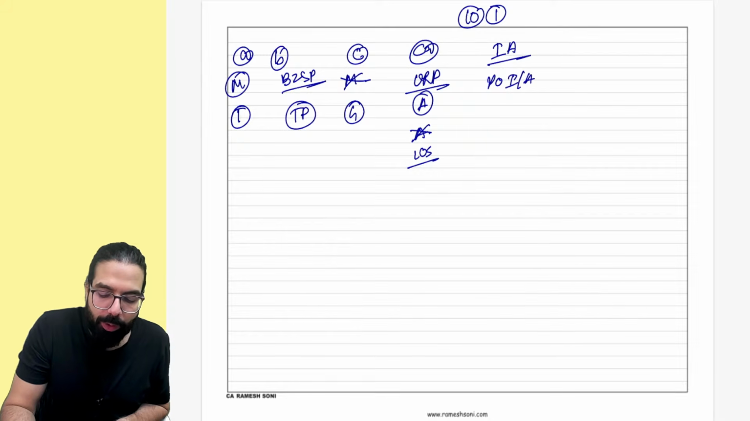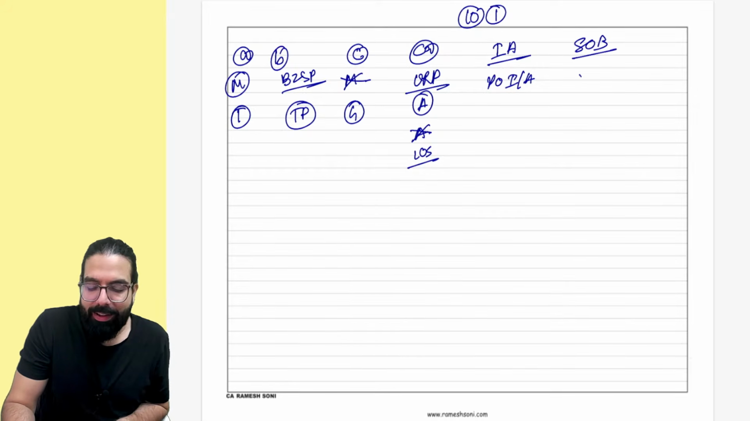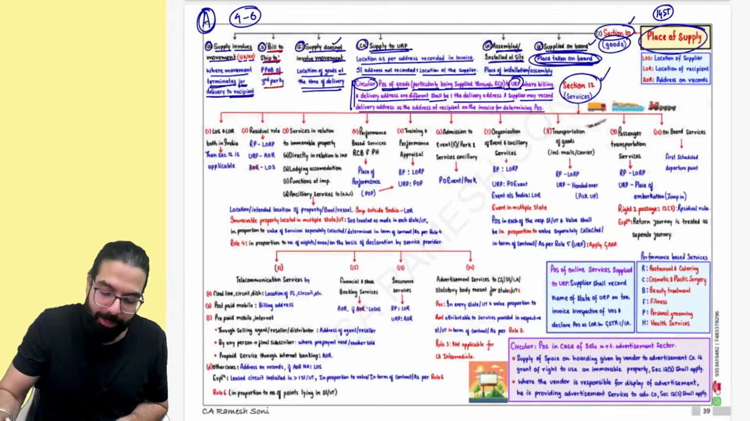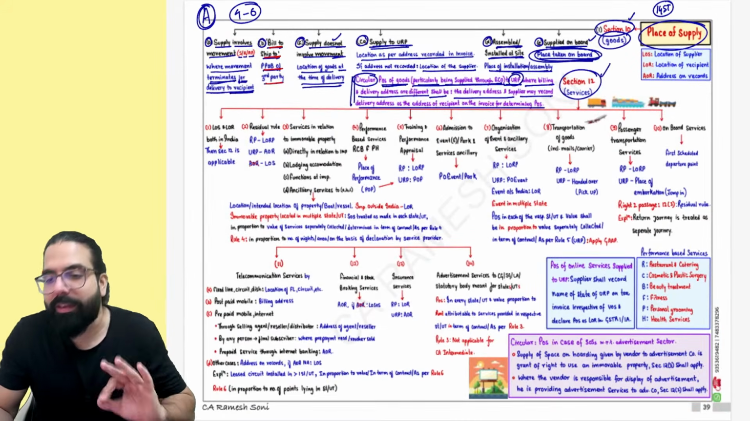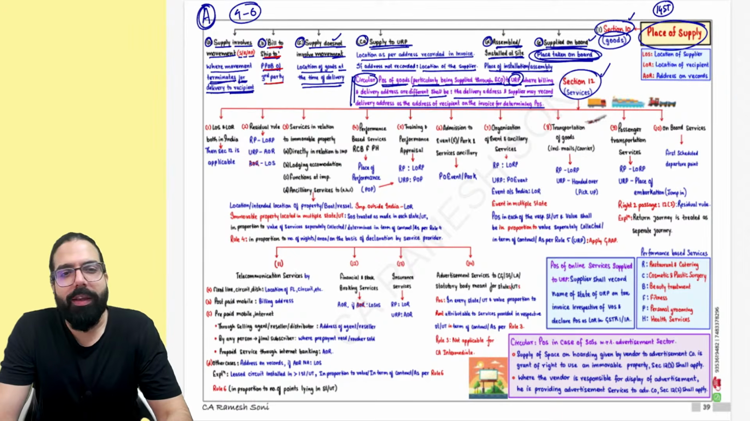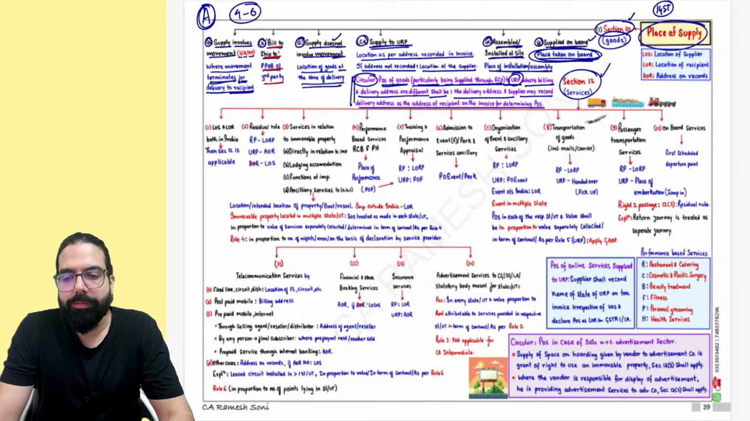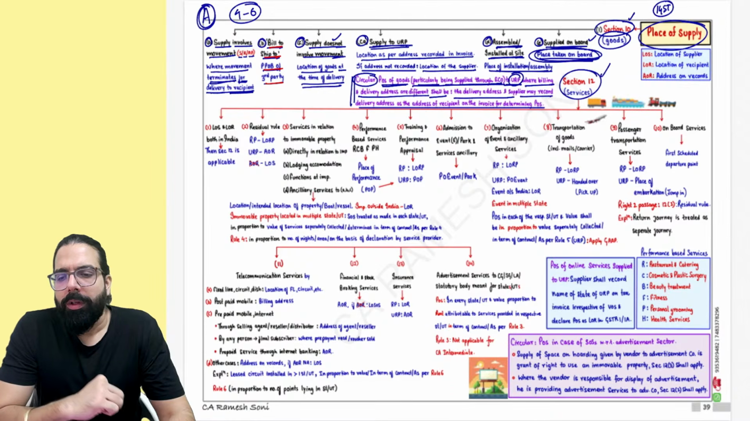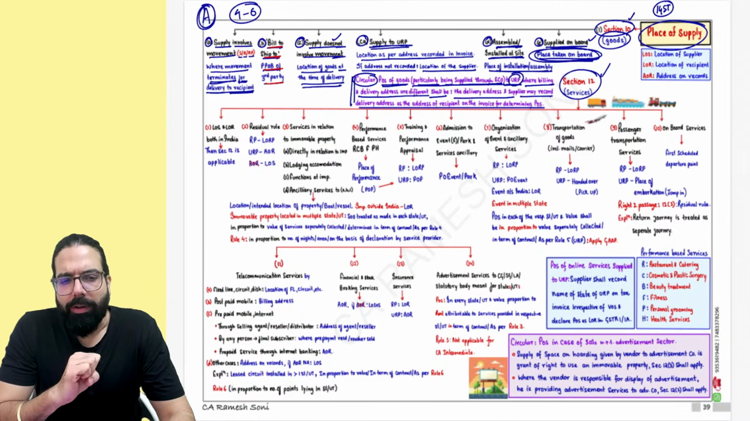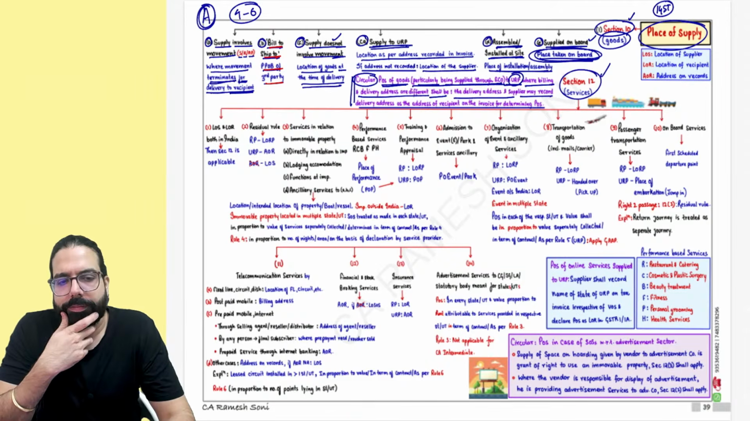And the last one over here is, which one, sir? Which one is the last one? Goods supplied on board. SOB is where they were taken on board. Please tell me, everyone, section number 10.1 is clear to all of you? Is section number 10.1 clear to all of you? Are we clear with section number 10.1? Yes, sir. Yes, sir. Yes, sir.